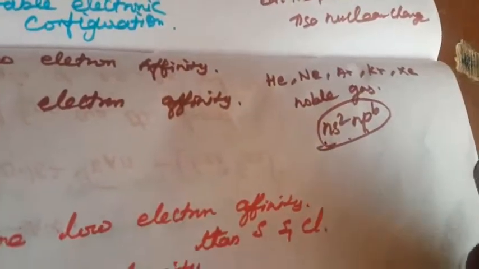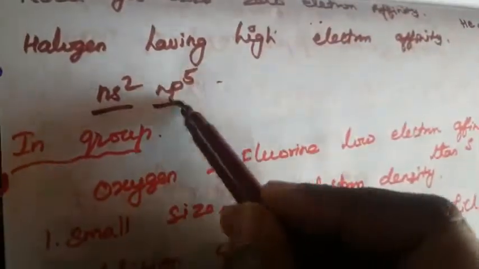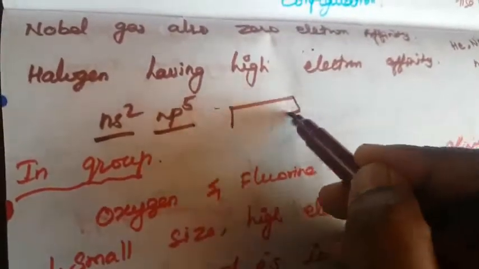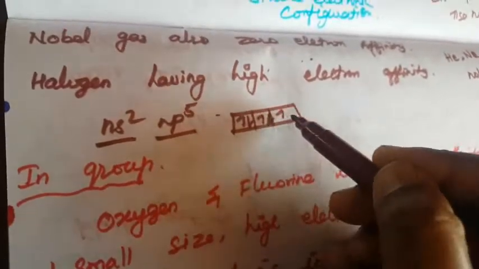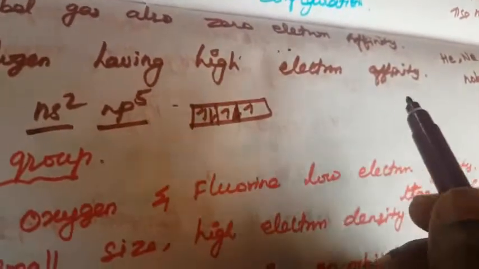So that is the reason the electron affinity will be 0 in noble gases. Okay, next one is halogens having high electron affinity. What is the reason? The outermost electrons are ns2 np5. So what is np5? 1, 2, 3, 4, 5. It needs only one electron. If it gains only one electron, it will attain the octet configuration.